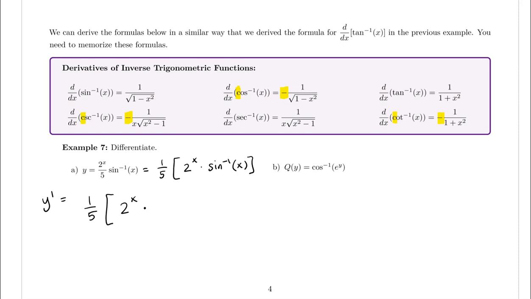So we are taking the derivative now of sine inverse, so that's going to be 1 over the square root of 1 minus x squared, and that's just from me looking up at the picture. But again, we do need to memorize these formulas. So for now, you can just look up at the table, but do have those memorized. Plus, the second function times the derivative of the first, and we just got done talking about this earlier because we were deriving the formula for the derivative of a logarithmic function. So the derivative of 2 to the power of x is 2 to the power of x times the natural log of 2.